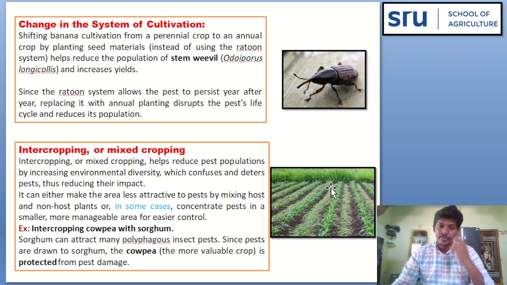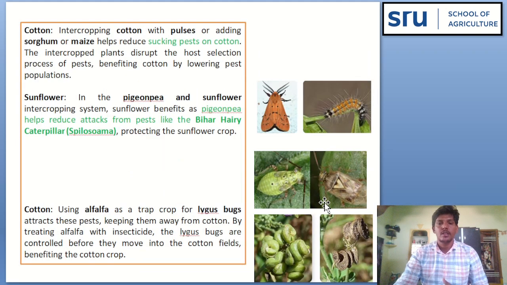See here, sorghum is intercropped in the cowpea. This sorghum attracts so many polyphagous pests so that our cowpea crop is protected from the damage from so many insect pests. See the next example, cotton. When cotton is intercropped with pulses, it gets protection from the sucking pests.